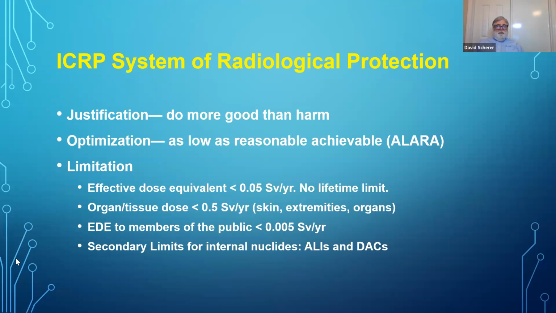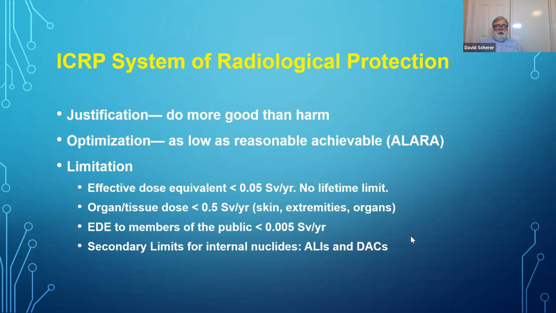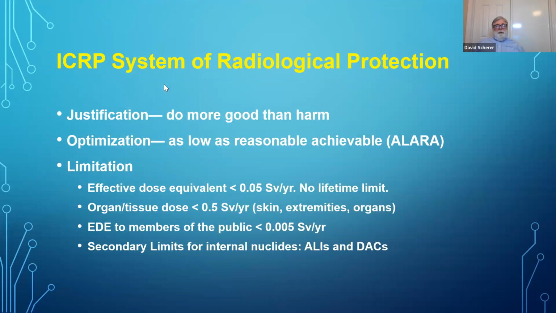In addition, they established secondary limits, as I said before. ICRP 26 established the secondary limits for ALIs and DACs. I don't know why I didn't put the number in here. This is report 26 in 1977. NCRP guidance around that time was in 1975. ICRP 26 with all these new standards came about in 1977.